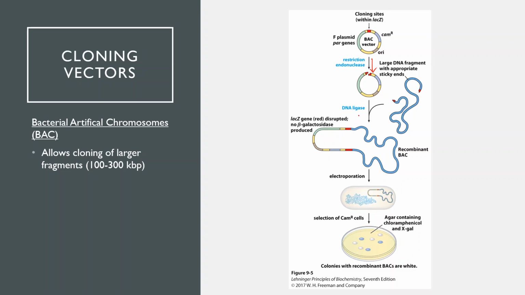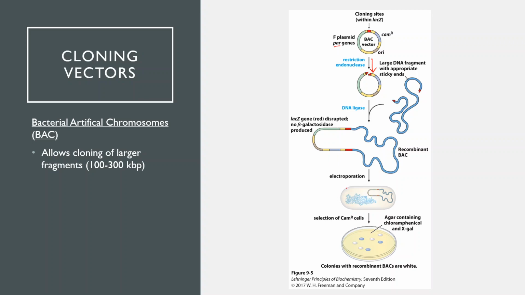The only real difference between the bacterial artificial chromosome and the plasmid is that in addition to the origin of replication, there are these PAR genes, which are basically just genes that are important for replication. So they can replicate on their own. They don't need the bacterial host genes to initiate replication. So they're just more easily able to replicate in a host cell.